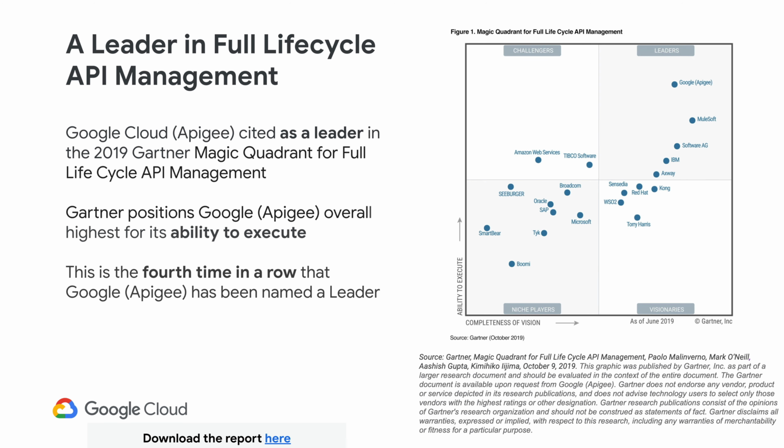Gartner does an analysis of this space, and they talk about full lifecycle API management, and they state that that's what's required if you're going to run an effective API program. In their latest analysis of this, Gartner placed Apigee in the best spot, in the upper right-hand corner.